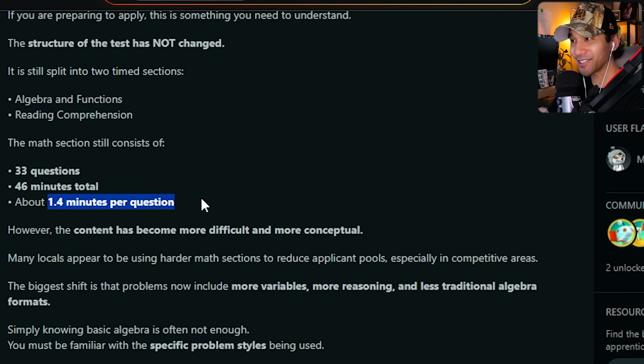Man, I can't stress this enough. You need to know how to do the easy questions fast because there are questions on there, like the graphing, that will take you many minutes, much more than 1.4 minutes.